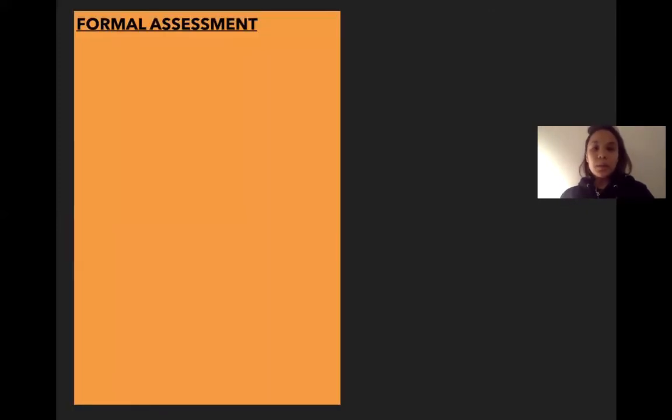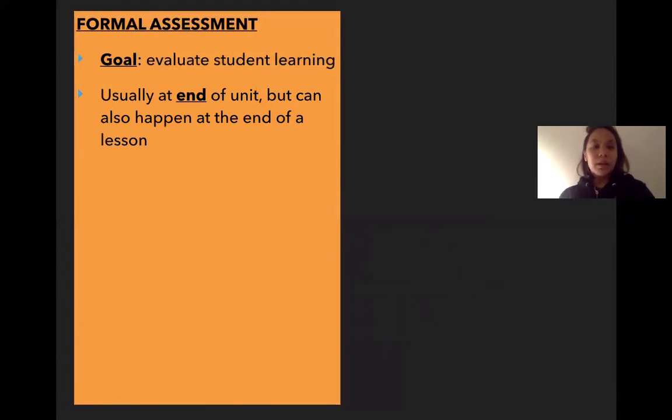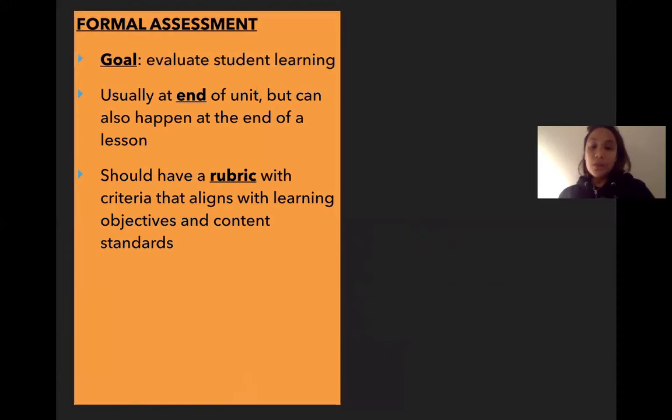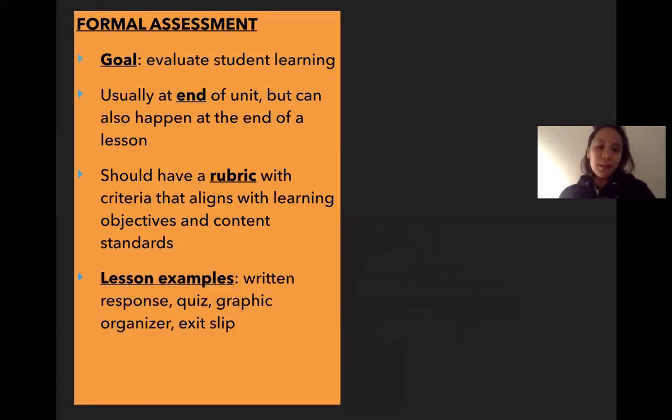So here's a little bit more info on the difference between formal and informal assessments. Remember, formal assessments evaluate student learning. They're usually at the end of the unit, but in this case, it's happening at the end of your lesson. It should have a rubric. If you have time, you should create a rubric. If you don't have time, it's cool this semester.